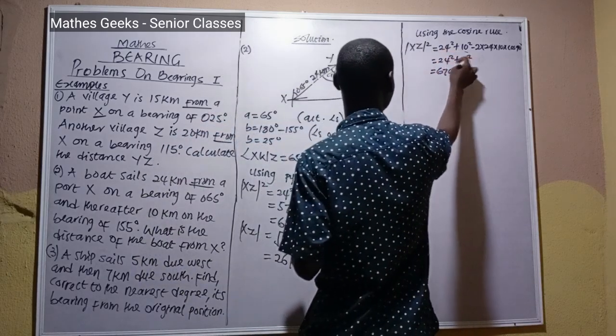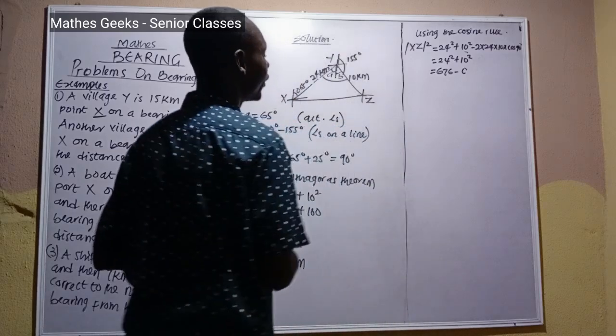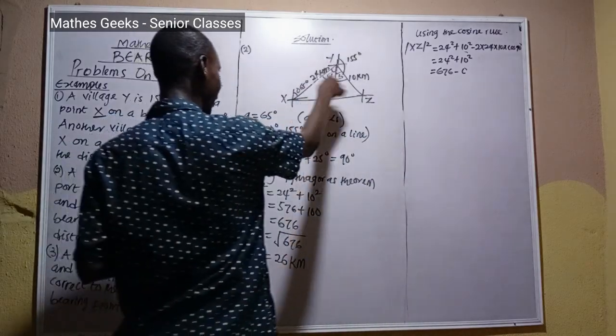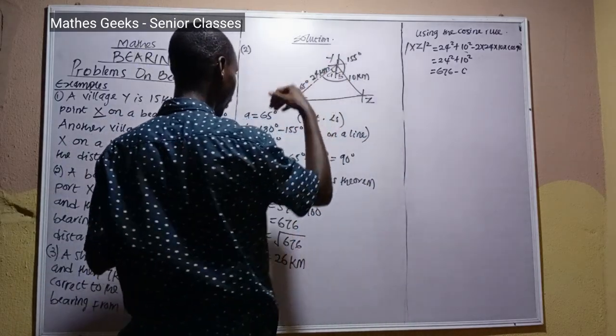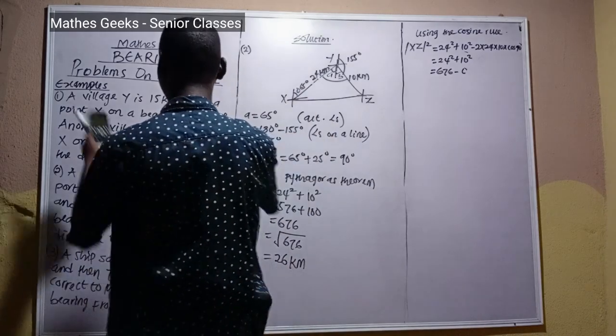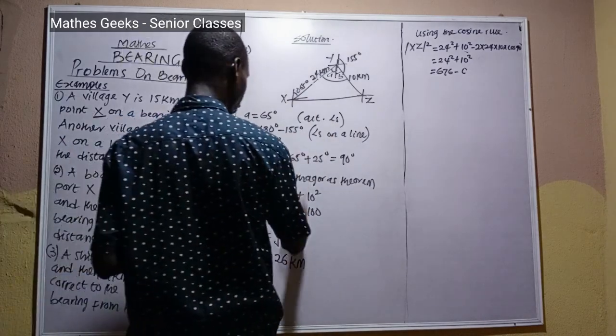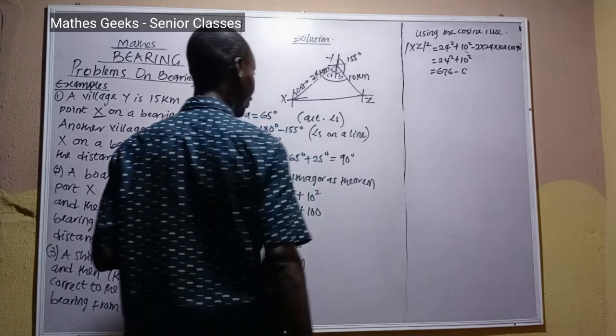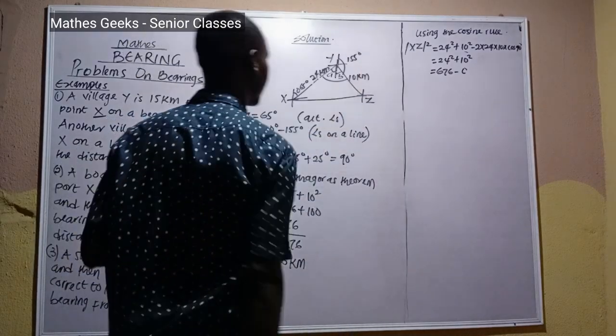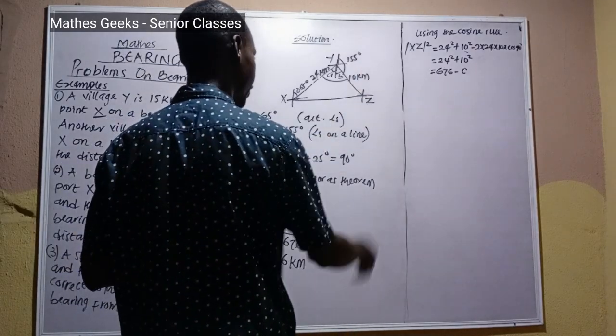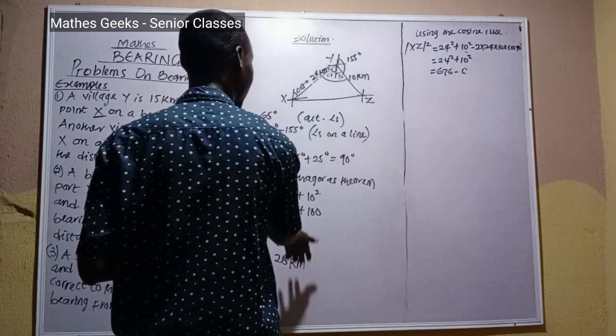And what do you have here? 24 squared plus 10 squared. So whenever you get 90 degrees as one of the angles of a triangle from analysis of the information given to you on bearing, you just move down to using Pythagoras theorem. There's no point going using the cosine rule. But if you decide to use the cosine rule, you still get back to Pythagoras theorem and your answer will still be the same.